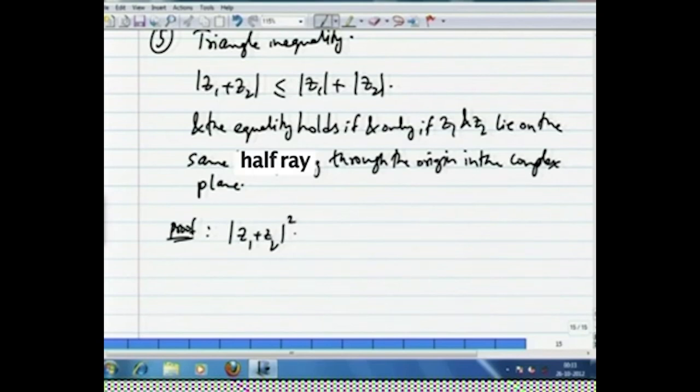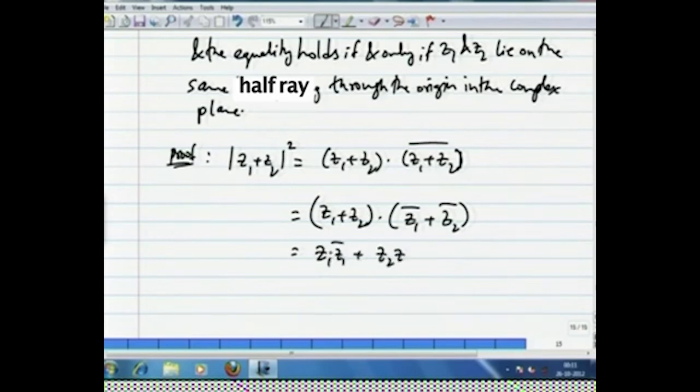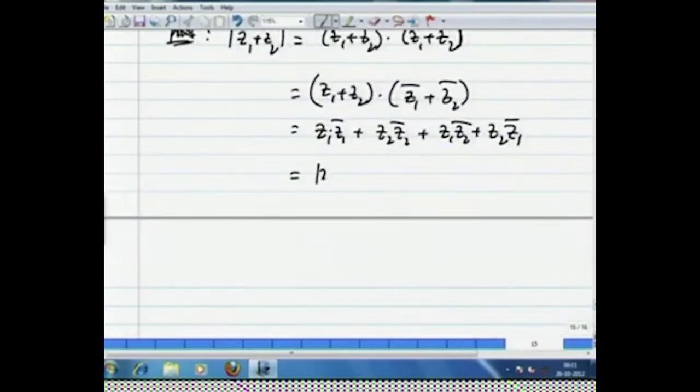The modulus of z 1 plus z 2 squared is equal to, by the previous property, the product of the complex number z 1 plus z 2 with its conjugate. That gives you the product of z 1 plus z 2 times, by the properties of conjugation, z 1 bar plus z 2 bar. When you multiply this out, you get z 1 z 1 bar plus z 1 z 2 bar plus z 2 z 1 bar plus z 2 z 2 bar. This we know is the modulus of z 1 squared, and this is the modulus of z 2 squared by the previous properties. And then z 2 z 1 bar can be seen as the conjugate of z 1 z 2 bar.